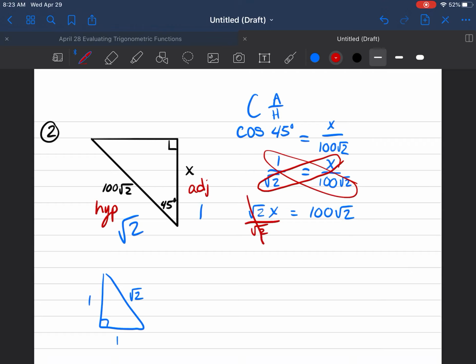That will cancel these out. And on the right side, I will also divide by square root of 2, which in this particular case will cancel out since they have the same. Anytime you have the same on the top as you have on the bottom, they will cancel out basically. So on the left side, I just have x left, and on the right side, I just have the 100 left. And there you go. There's your answer. X is equal to 100.